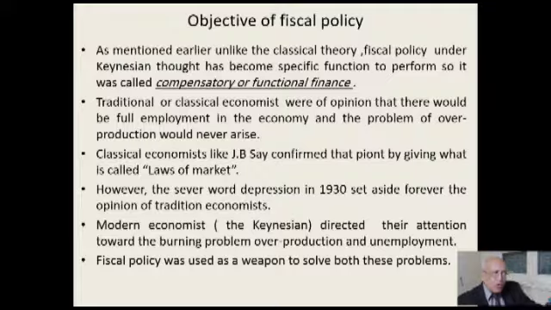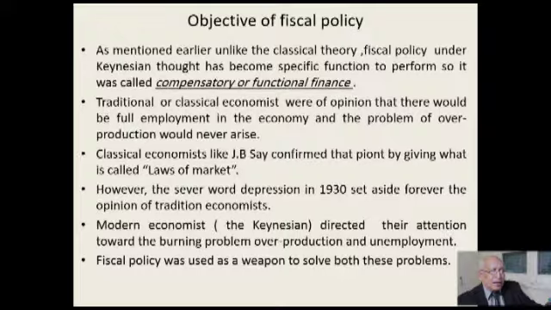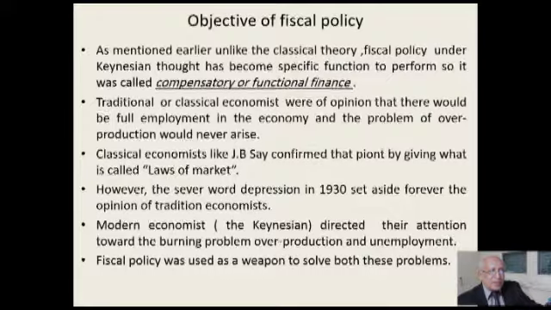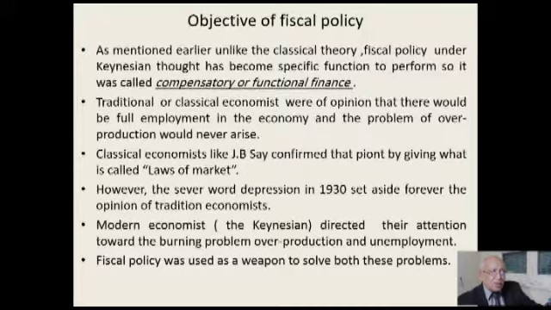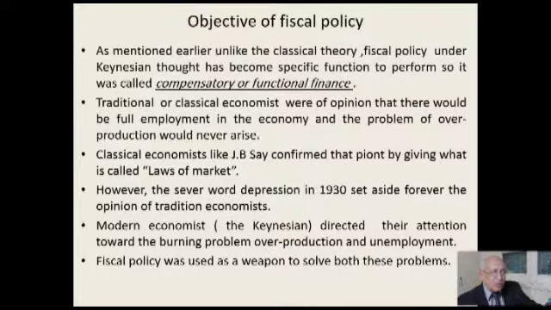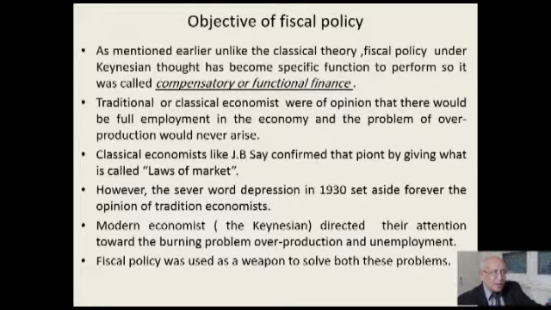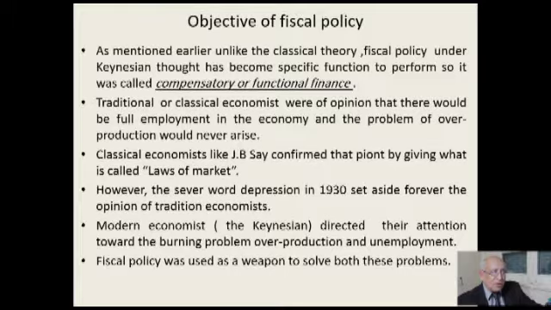We have two viewpoints under this title. Keynesian thought holds that fiscal policy has a function to realize. On the other hand, the classical version sees that fiscal policy should be neutral and has no objectives to realize. Classical economists like J.B. Say confirmed that point by giving what is called the law of markets.